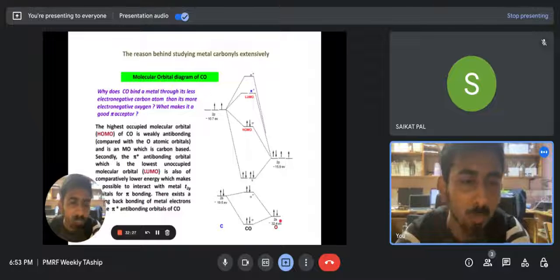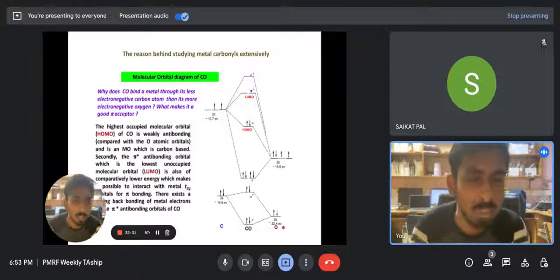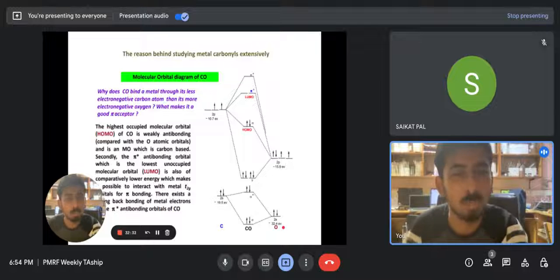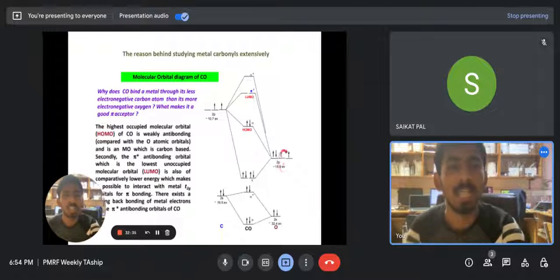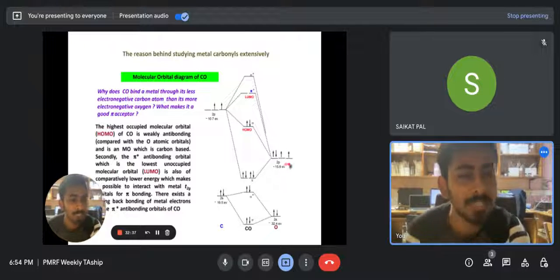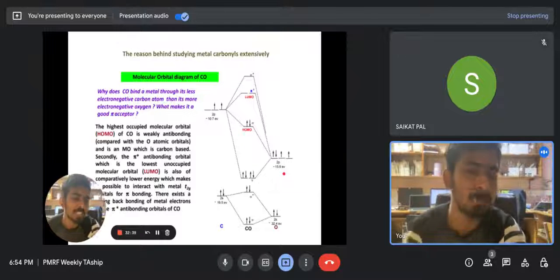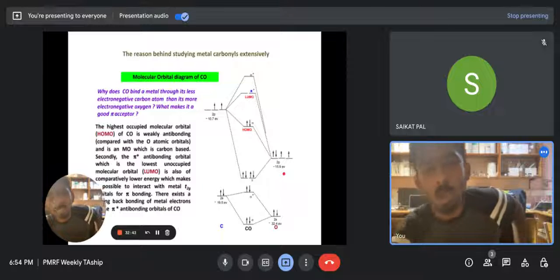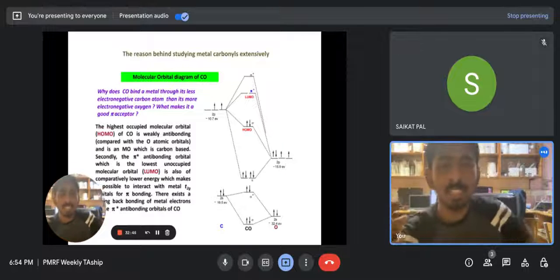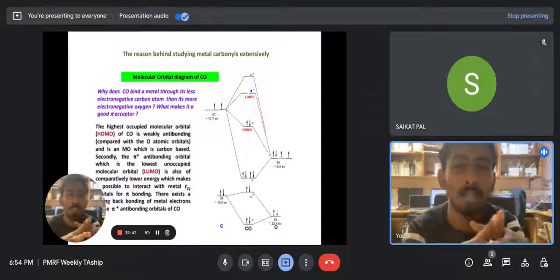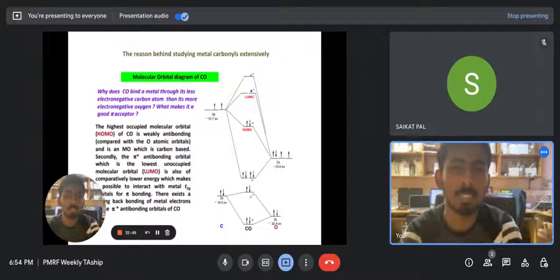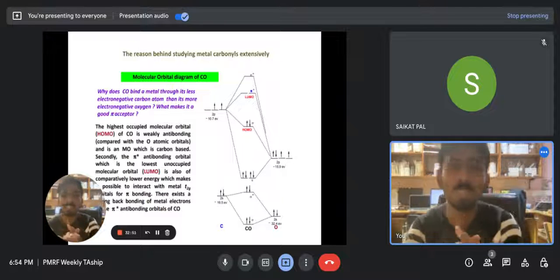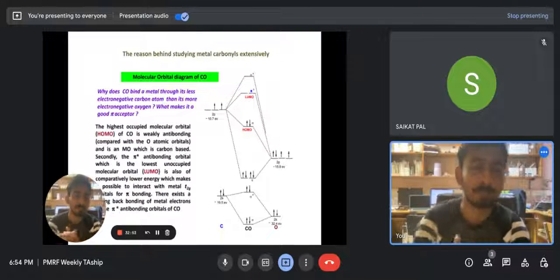Likewise, the 2s of oxygen has minus 32.4 electron volt. 2s2 2p4 is the electronic configuration for oxygen, and the 2p4 has an energy of minus 15.9 electron volt. Now the question arises: why does CO bind a metal through its less electronegative carbon atom rather than its more electronegative oxygen atom, and why is it such a good pi acceptor?